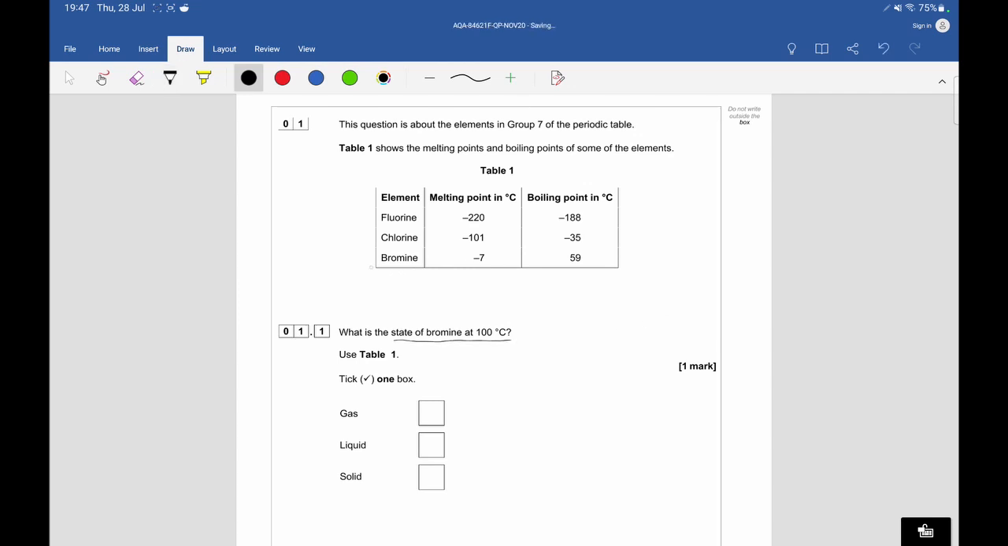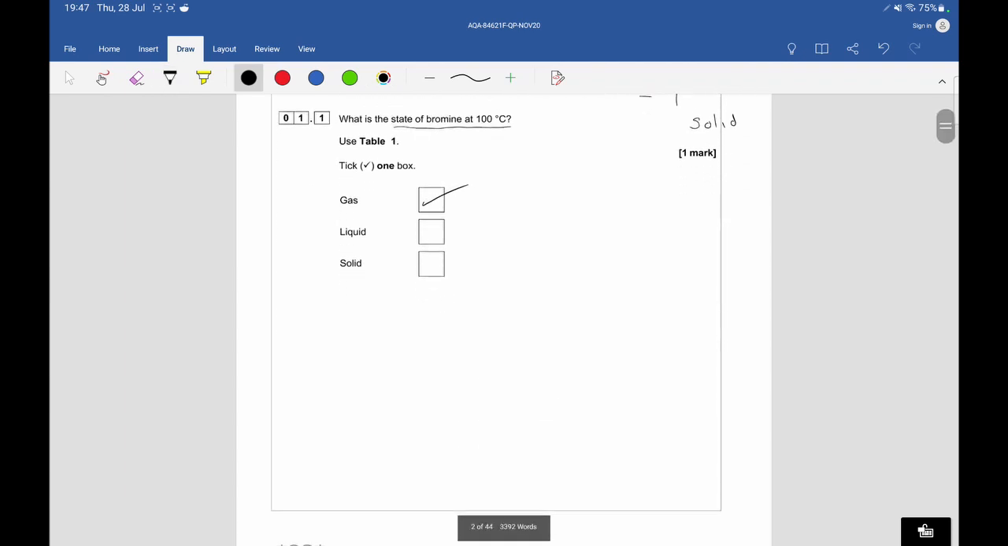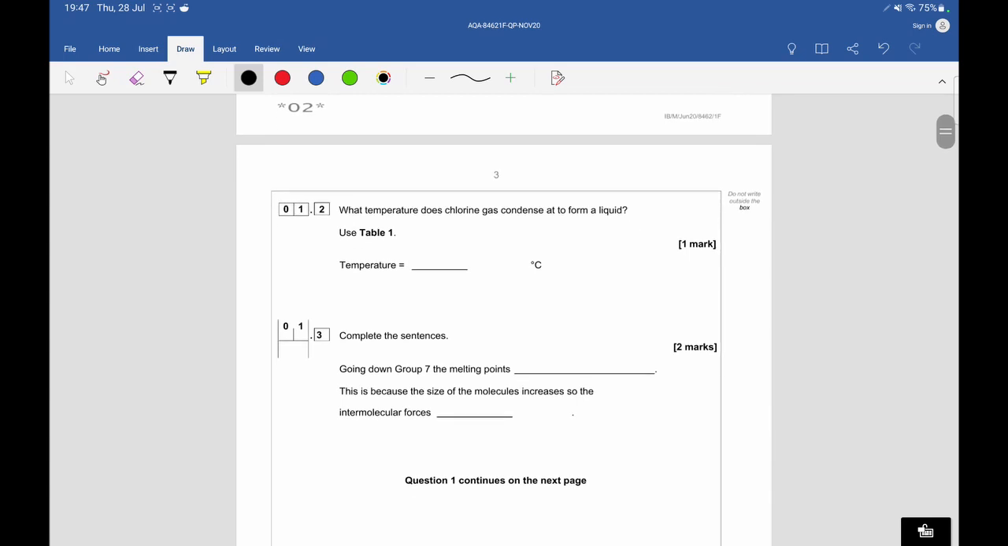And what I do to try and help you with this one is, first of all, I identify the one I'm looking at here, which is bromine, and I write out those numbers as they would be in order, like this. I know that below -7 it will be a solid, above -7 it will be a liquid, and above 59 it'll be a gas. And then I'll just work out where 100 is going to be there. I know 100 is going to be above 59, so I know it's going to be a gas, so I can tick that box.